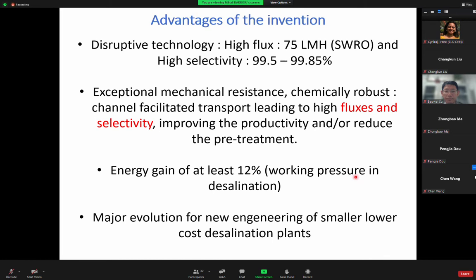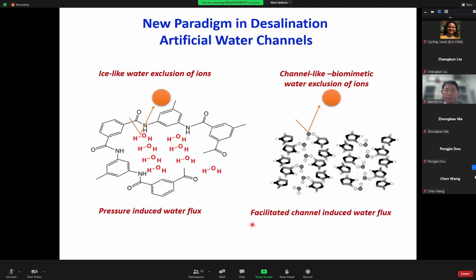We calculated that we have at least 12% reduction of energy, which could lead to reducing the pressure in desalination, or producing a larger amount of water under the same conditions. This could also be a major evolution for new emerging smaller, lower cost desalination plants. I will conclude right now.